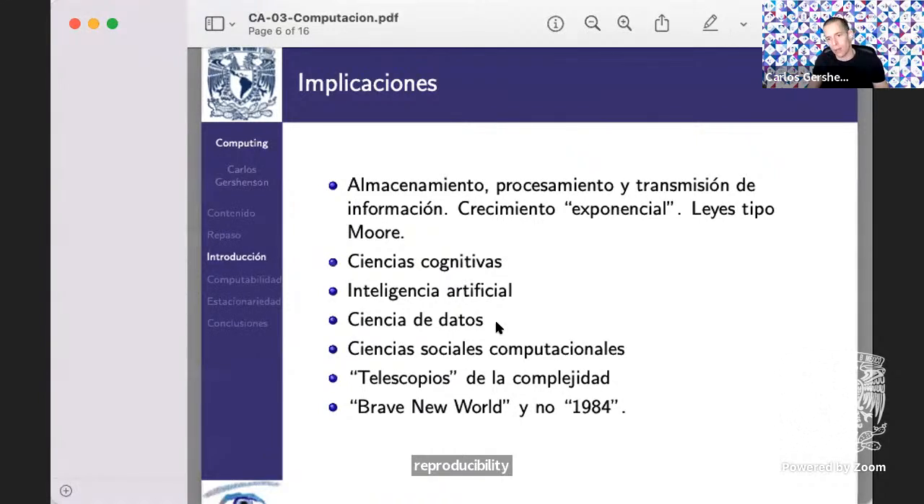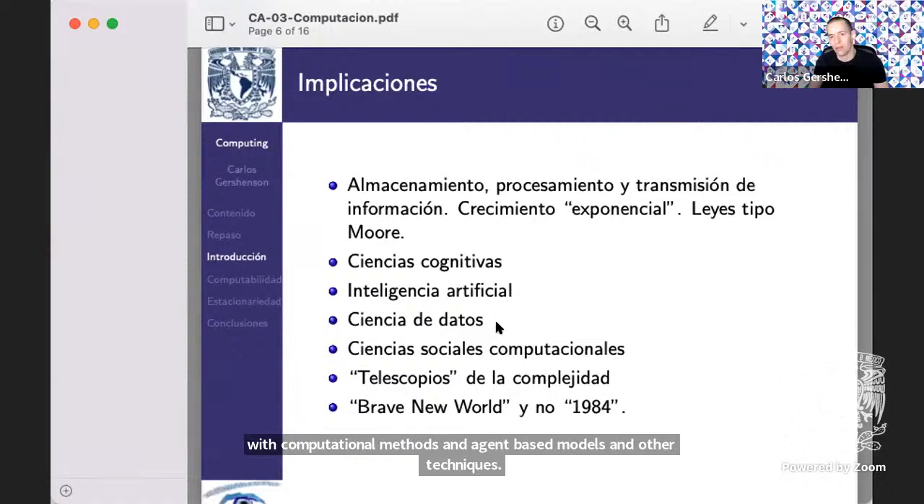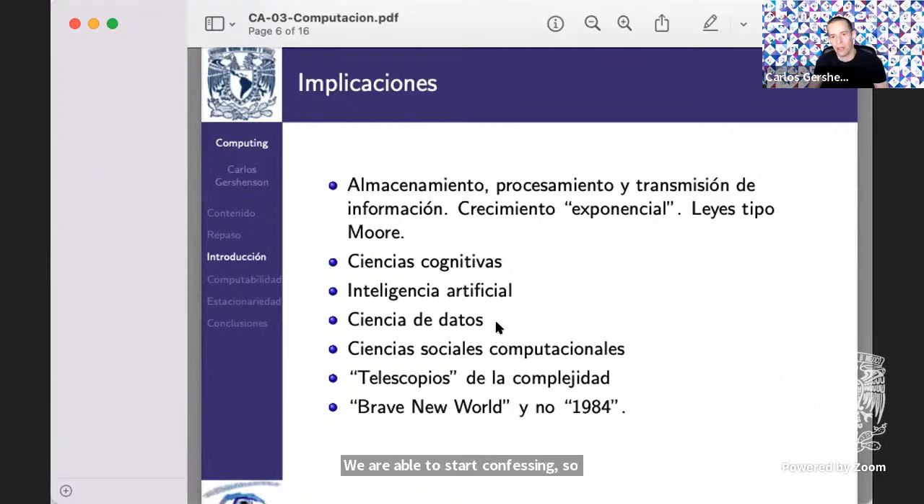However, with the huge amount of data that we are getting and with computational methods and agent-based models and other techniques, we are able to start contrasting social theories. So we could say that computer science is helping social sciences become harder, in the sense that now you can go beyond just rhetorics to defend or discredit a theory. You can use real data, and before you couldn't do that.